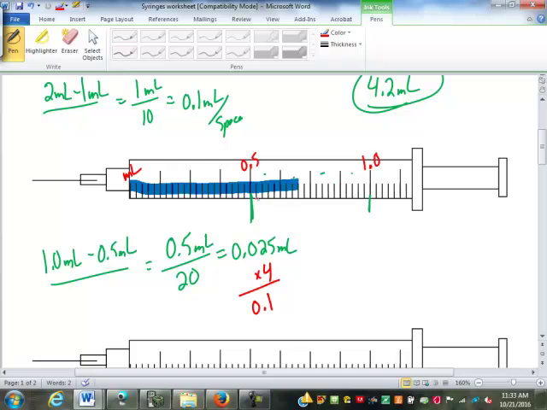So if that's 0.5, 1, 2, 3, 4, that's 0.6. 1, 2, 3, 4, that's 0.7. Now, lucky for us, it just happened to come out right on the 10th. So 0.7 milliliters. Actually, I technically should write that down as 0.70 milliliters. Maybe even 0.700.